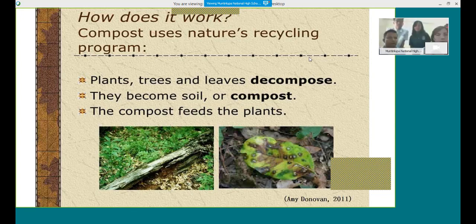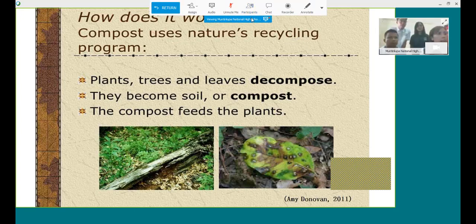So how does it work? Compost uses nature's recycling program. Plants, trees, and leaves decompose and become soil compost. That compost feeds the plant. Composting is a natural biological process where organic material will decompose with little or no help from man. However, you can greatly decrease the time it takes material to break down and also deactivate unwanted seeds in the material by building a compost pile.